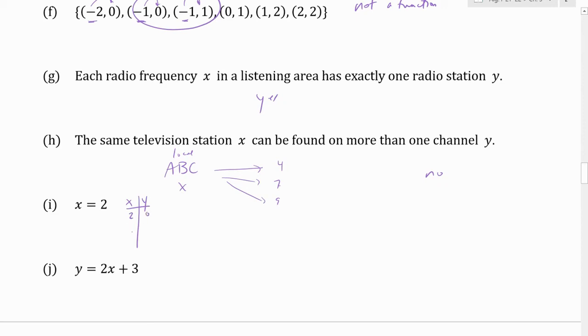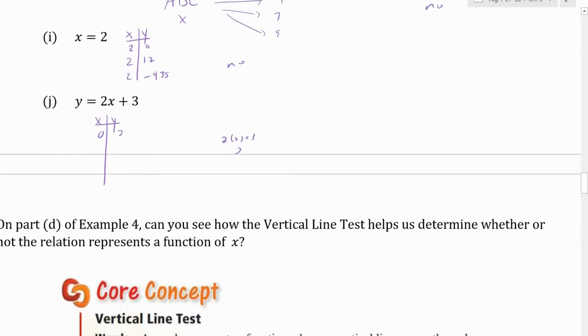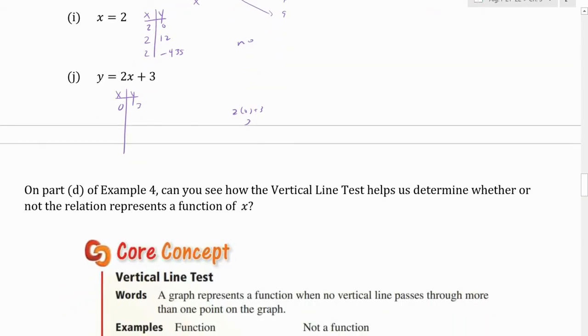I mean, Y could be anything. X could be 2 and Y could be 12. X could be 2. It could be -435. Not a function. Okay? But this one, think about it. If you plug numbers into that, say I plug a 0 in, I'm going to get a 3 out. I can't get anything else because I'm going to plug that in there and it's only going to give me the one answer. Okay. And then on part D of example 4, can you see how this thing called a vertical line test helps us determine whether or not the relation represents a function?